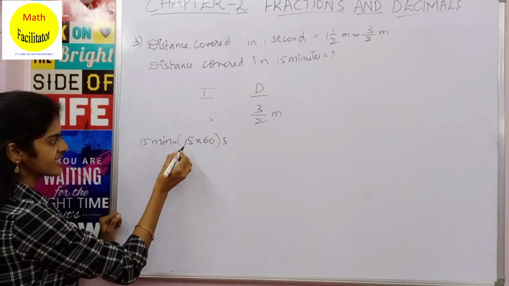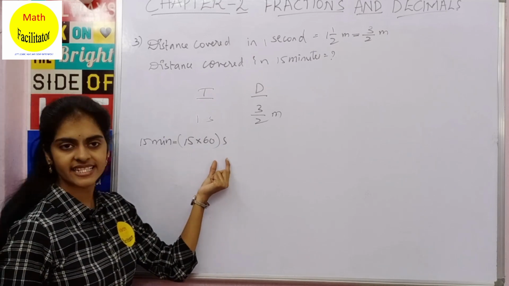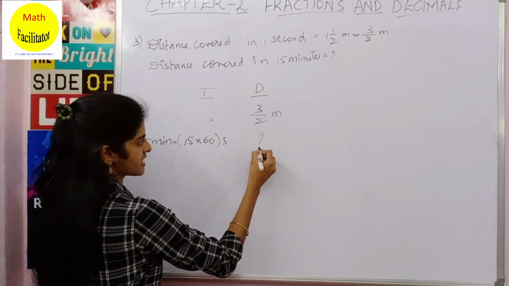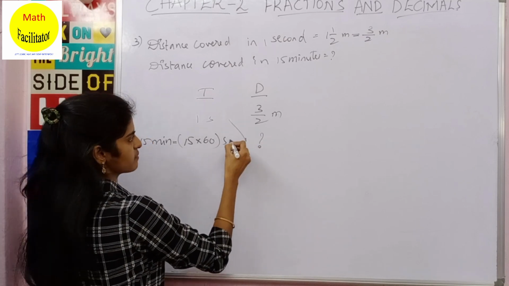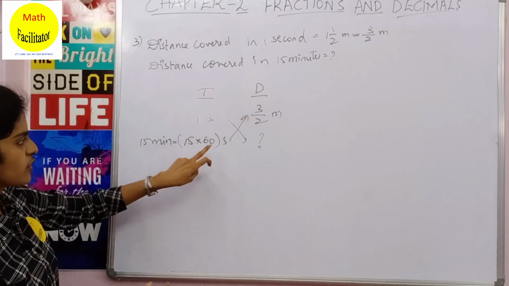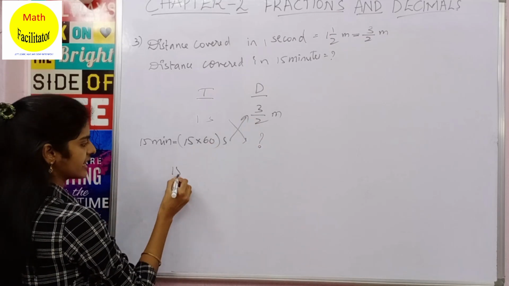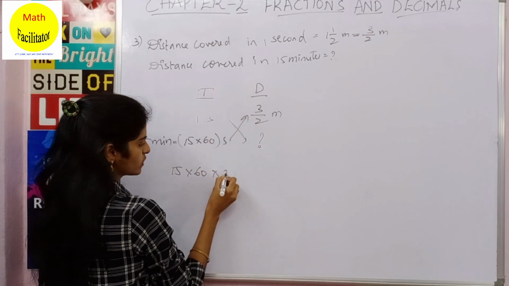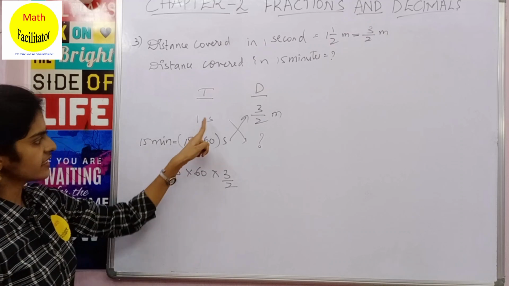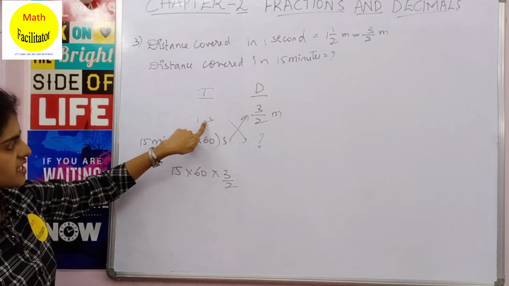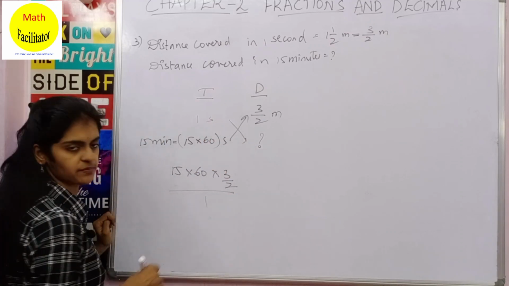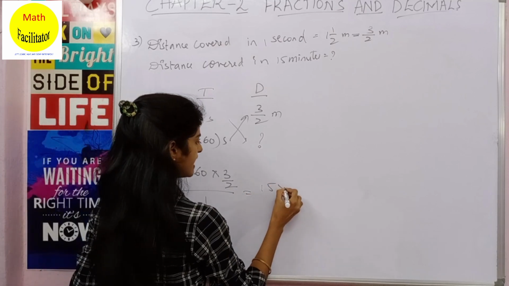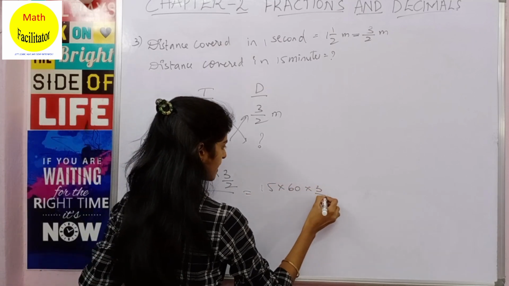So 1 minute is 60 seconds. So 15 minutes is 15 into 60 seconds. Okay, so how much does he travel? So again simple cross multiplication. Now you will multiply these two things. So 15 into 60 into 3 by 2, and now here to the other end of the question mark you have 1, so divided by 1. So this is 15 into 60 into 3 by 2.